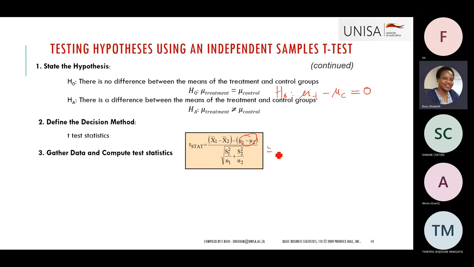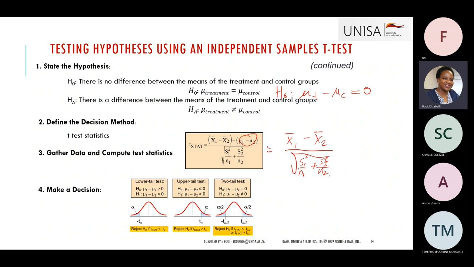And therefore, the test statistic will always just be the mean of one minus the mean of two, divided by the standard error, which is the sample variance of one divided by the sample size of one plus the sample variance of two divided by the sample size of two. And that is how you will get the formula. So it will always state like that.